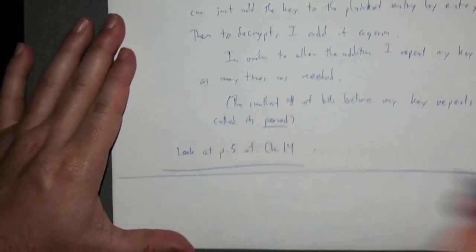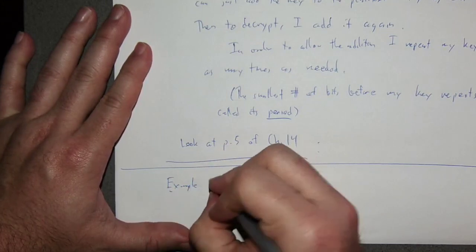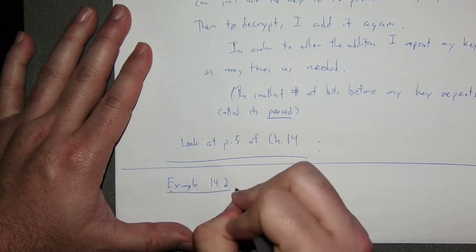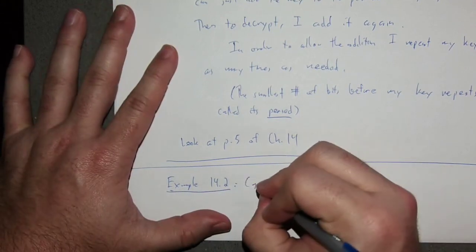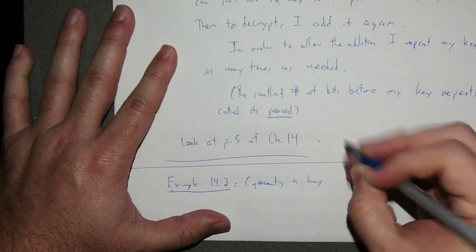So example 14.2, maybe I'll write it on this. I still have some room here. So example 14.2 shows generating a key recursively.